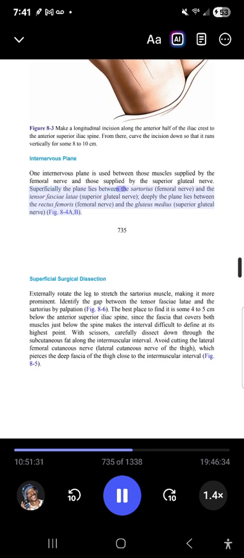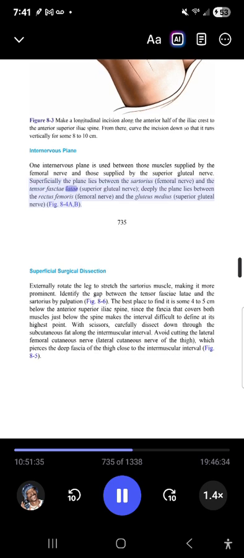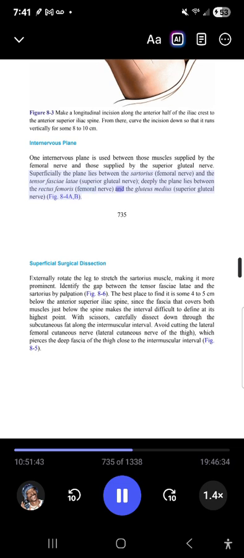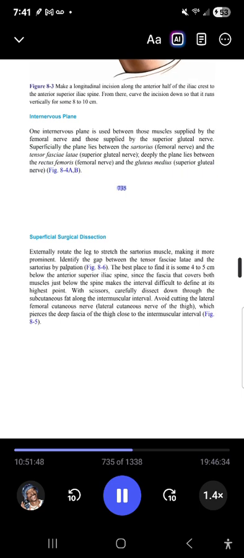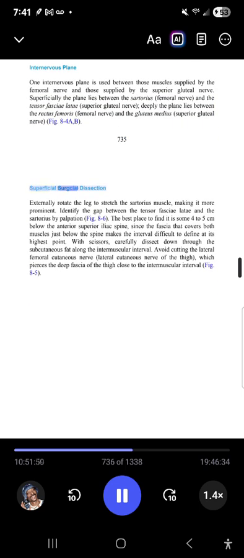Superficially, the plane lies between the sartorius (femoral nerve) and the tensor fasciae latae (superior gluteal nerve). Deeply, the plane lies between the rectus femoris (femoral nerve) and the gluteus medius (superior gluteal nerve). Figure 8-4a, B. Superficial surgical dissection.